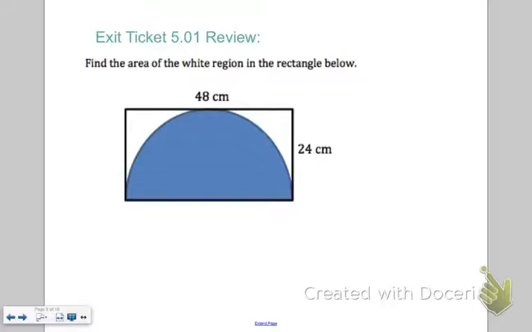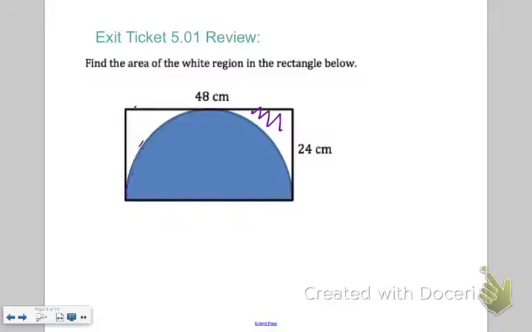In yesterday's exit ticket, we have a rectangle whose dimensions measure 48 centimeters by 24 centimeters. And on the inside, we have a semicircle that's inscribed, and that means that each corner of the semicircle touches the rectangle. We are asked to find the white region in the rectangle below.